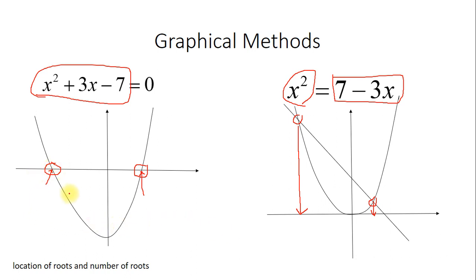Now you will see that these 2 answers, they are actually the same. It's just that the method, the graph that you draw, they are different, but the answers, they are actually the same, right? Now I choose this because sometimes it's easier to draw x squared and a linear graph 7 minus 3x. Sometimes we change the form to simplify it, to make the sketching of the graph easier.